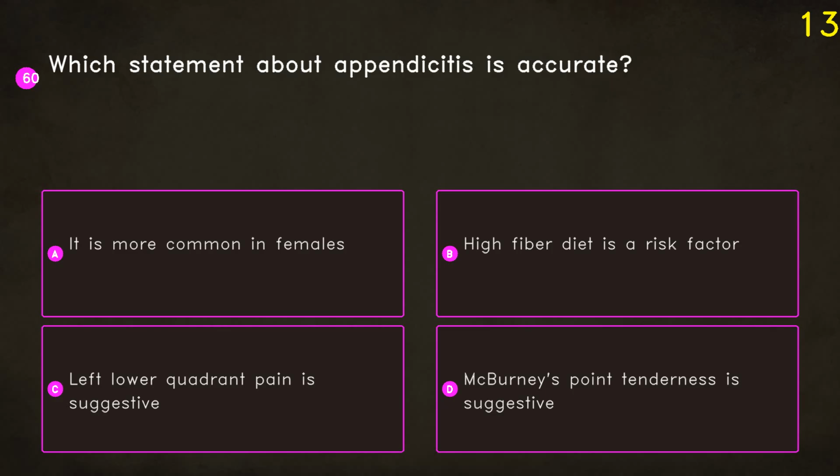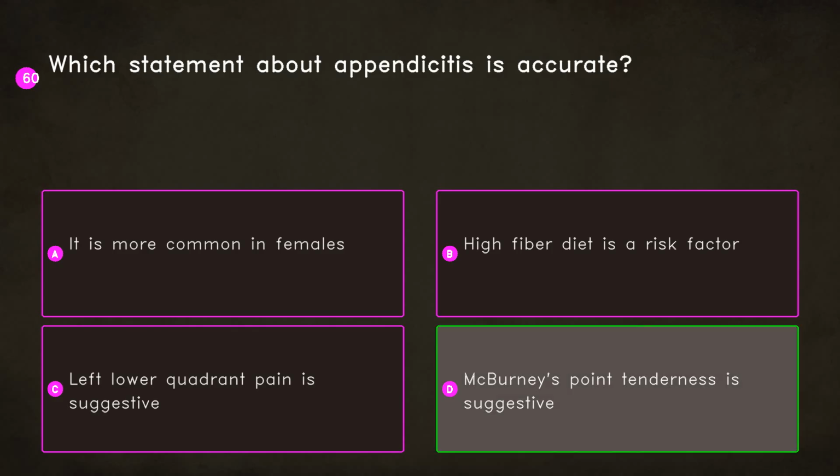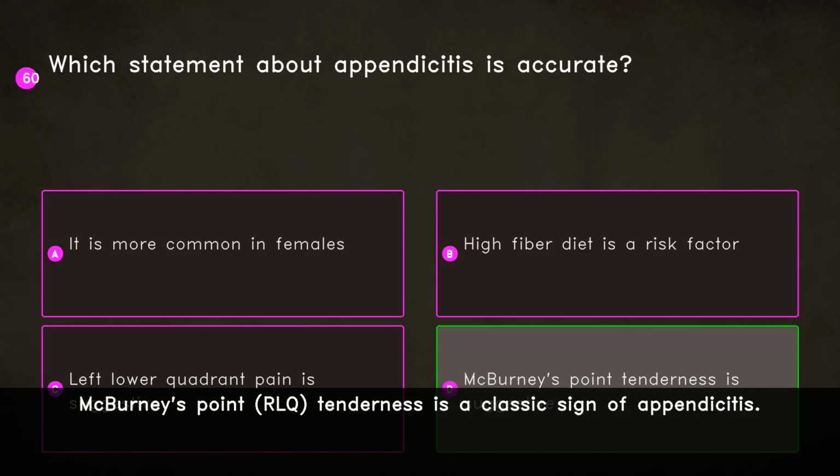Question 60. Which statement about appendicitis is accurate? A. It is more common in females. B. High fiber diet is a risk factor. C. Left lower quadrant pain is suggestive. D. McBurney's point tenderness is suggestive. The correct answer is McBurney's point tenderness is suggestive. McBurney's point, RLQ, tenderness is a classic sign of appendicitis.